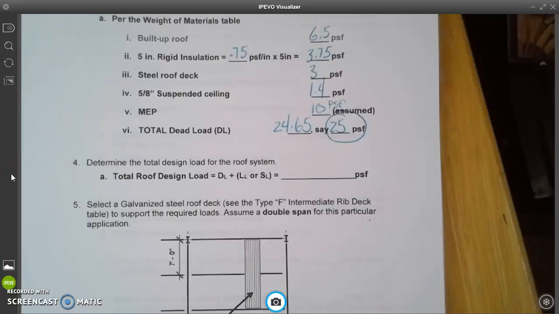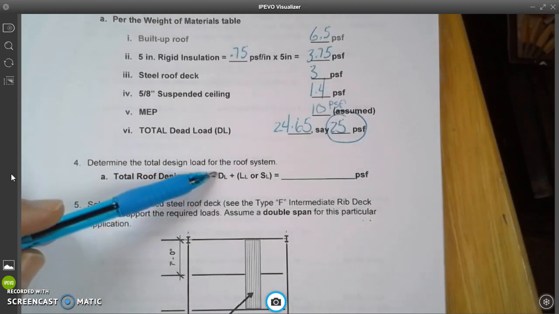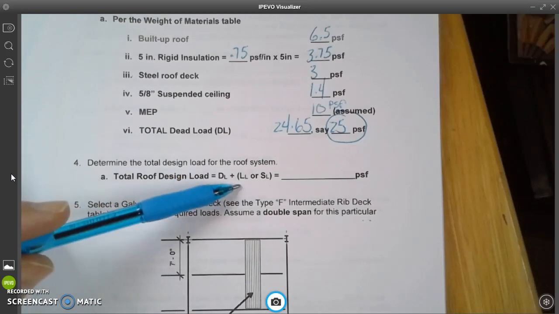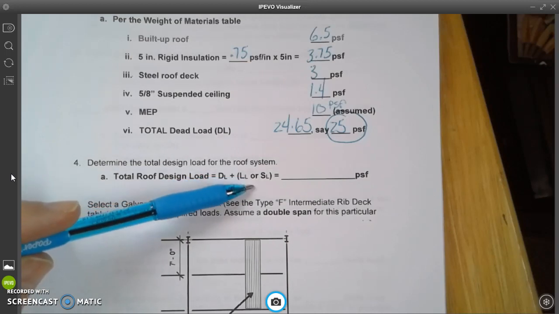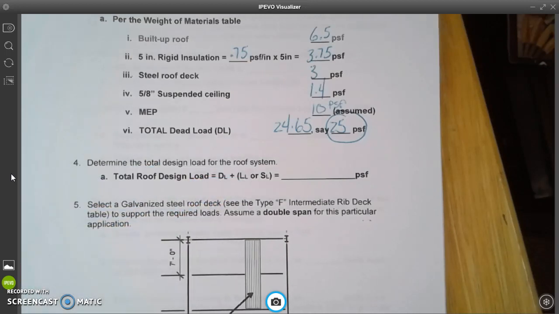Continuing on with the 3.22 package about loads, we're now going to do problem numbers 4 and 5. Problem number 4 says that we are going to determine the total design load for the roof system. And here's the calculation. The total roof design load is equal to DL, which is dead load, plus the live load or the snow load. The reason it says the word or here is because you use either one of those but not both.